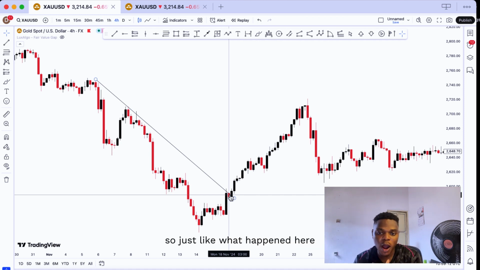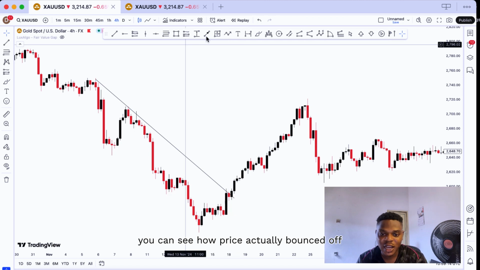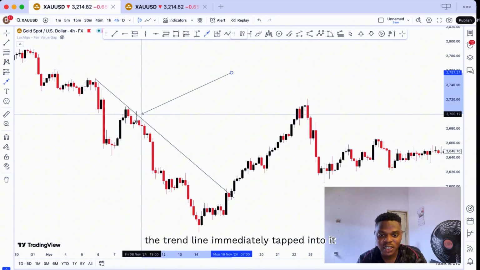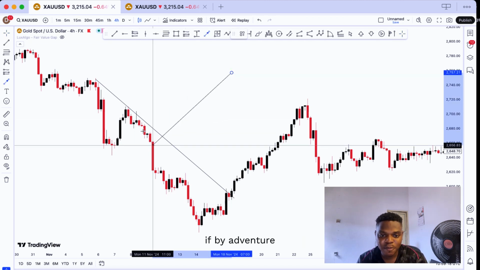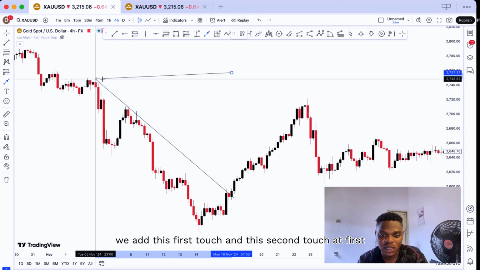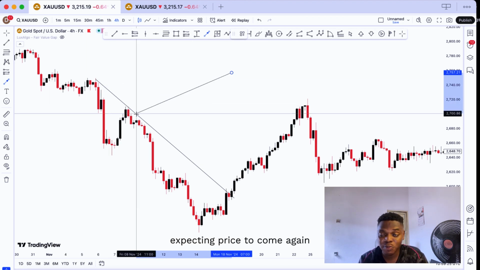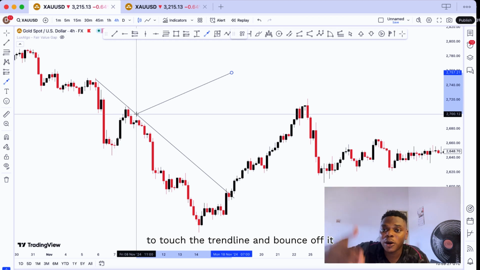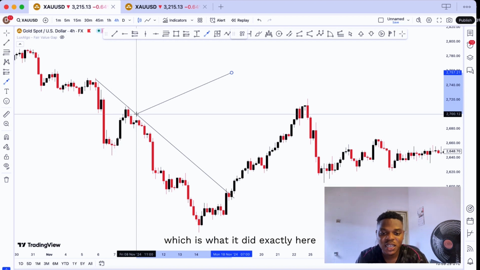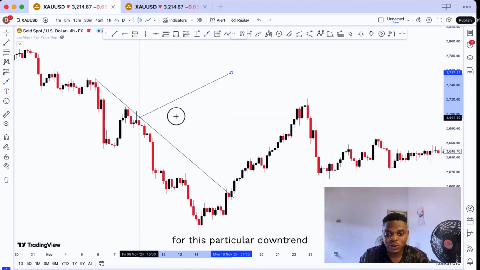Okay, so just like what happened here, you can see our price actually bounced off the trend line, immediately tapped into it. If by adventure we add this first touch and this second touch at first, then we now came ahead expecting price to come again to touch the trend line and bounce off it, which is what it did exactly here for this particular downtrend.